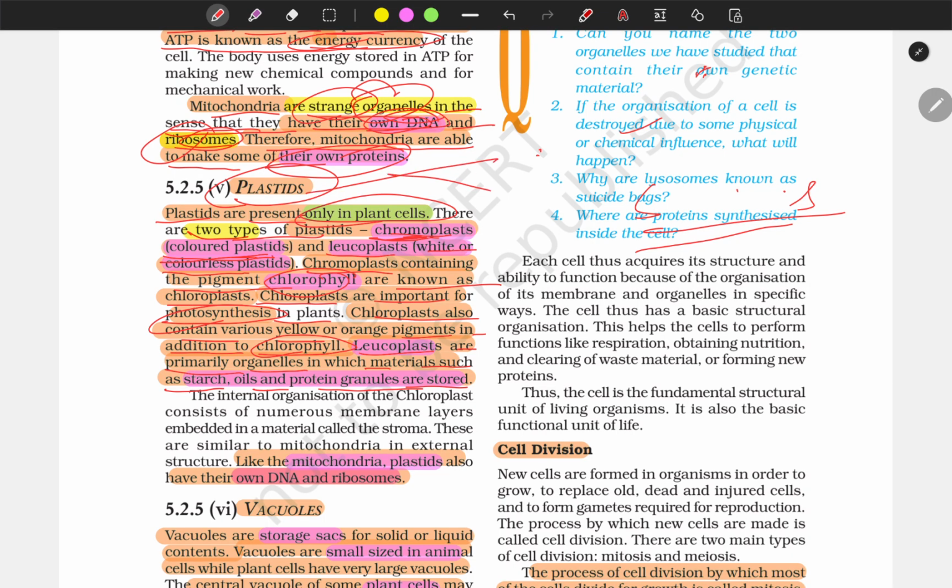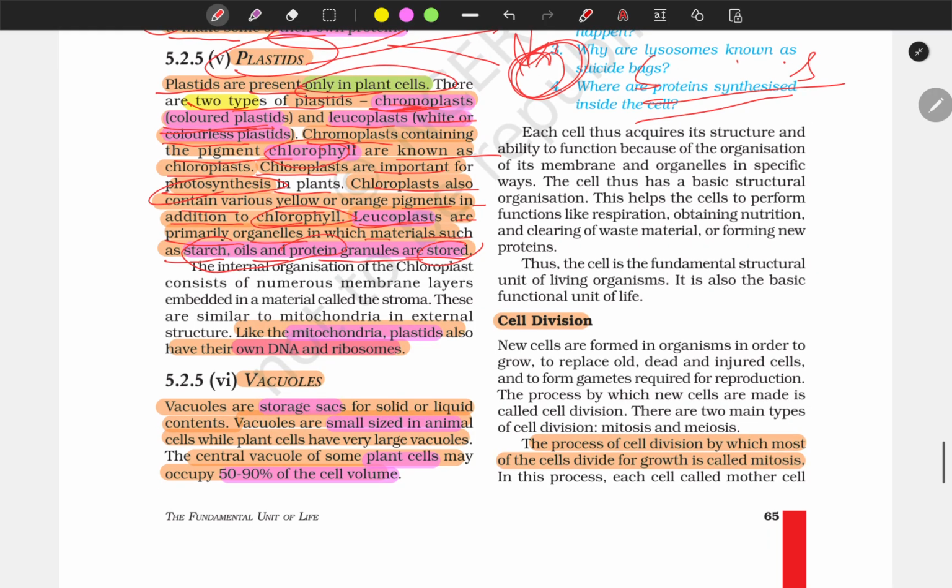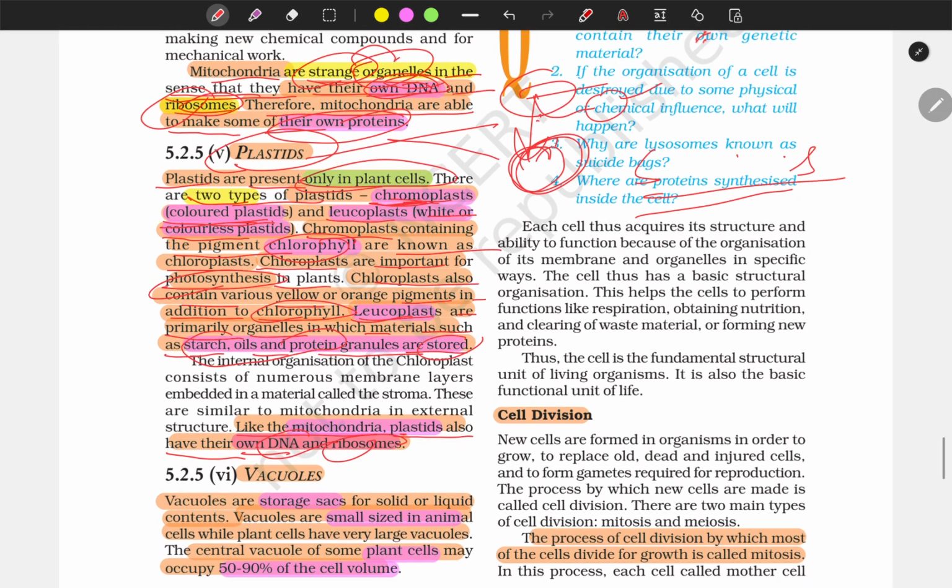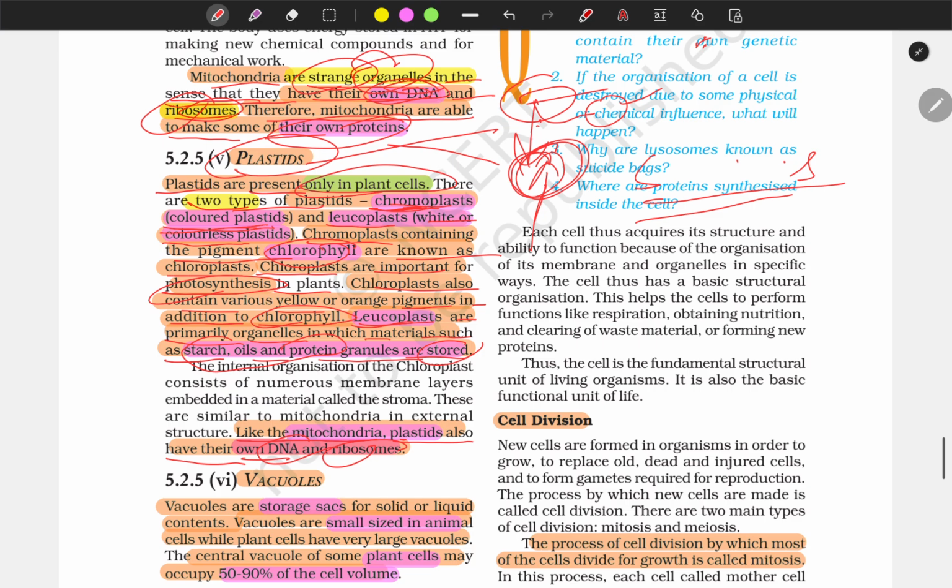So plastids are of two types. One gives color to the plant and also helps in photosynthesis. The other type, leucoplasts, are mostly storage bodies which store proteins, oils, starch and fats. Like mitochondria, plastids also have their own DNA and ribosomes. Why? Because in evolution there might have been some organism outside that entered inside, and they were living in symbiosis.